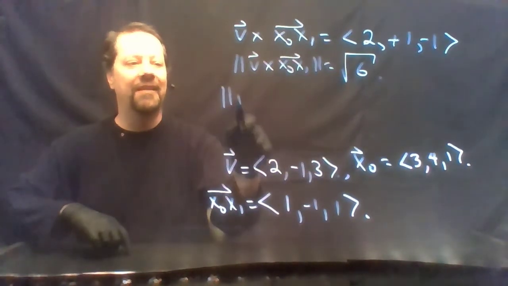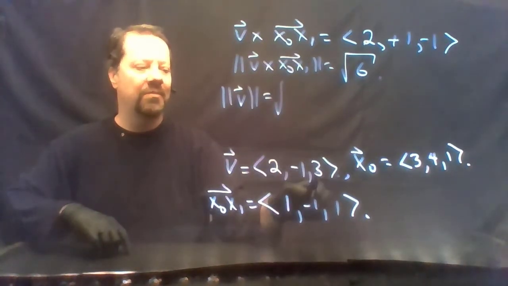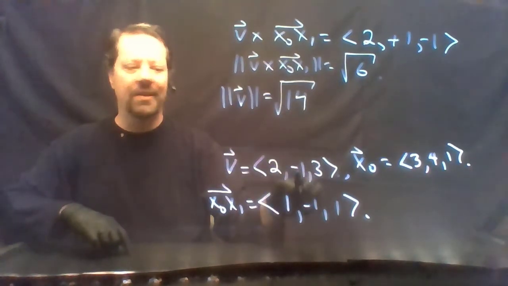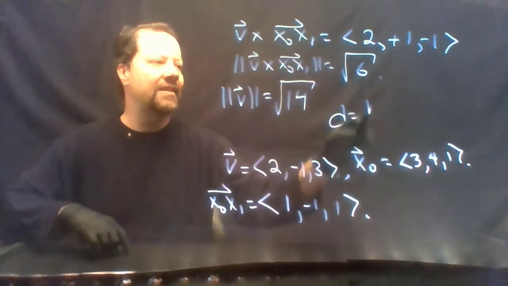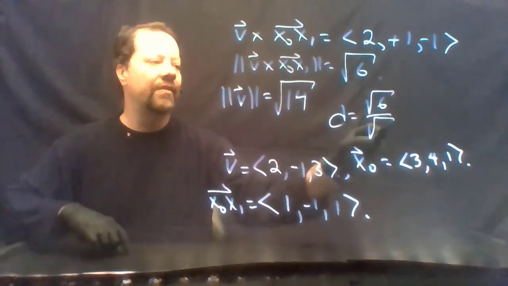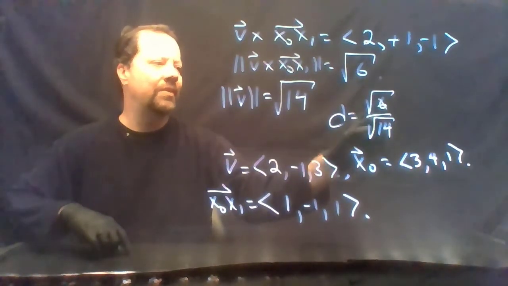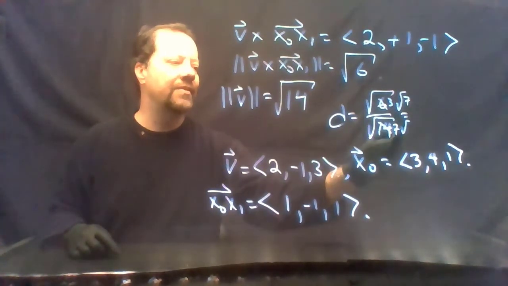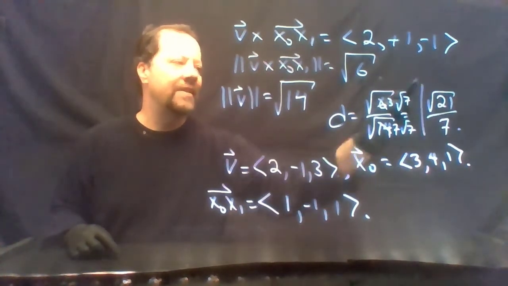The norm of v is the square root of 4 plus 9 plus 1. 9 plus 1 is 10, plus 4 is 14. We get the square root of 14. The distance, then, is the square root of 6 over the square root of 14. You can see that a 2 will cancel here, and then rationalizing the denominator by multiplying by root 7 over root 7 gives you the square root of 21 divided by 7.